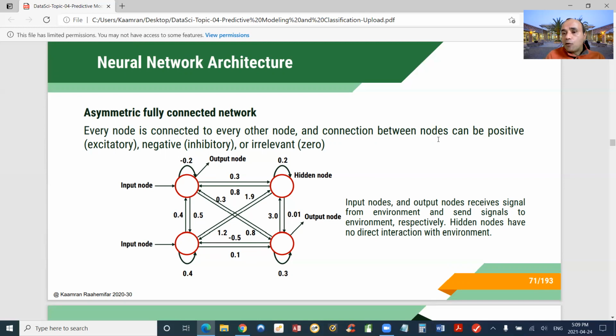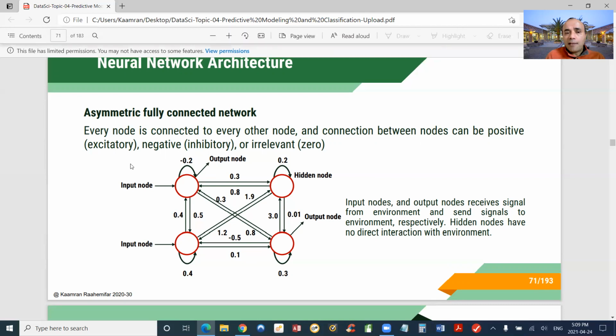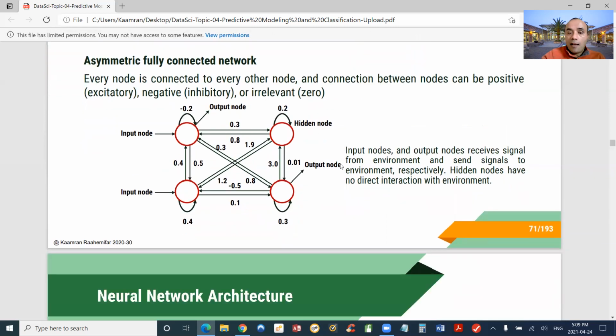Obviously, the connection could be positive, excitatory, negative, inhibitory, and then irrelevant could be zero, meaning the line doesn't even exist between the two neurons.